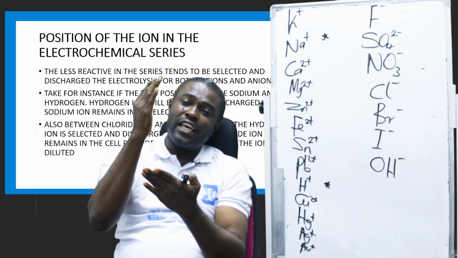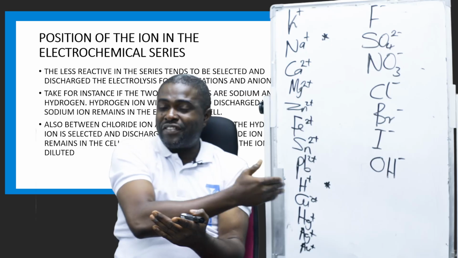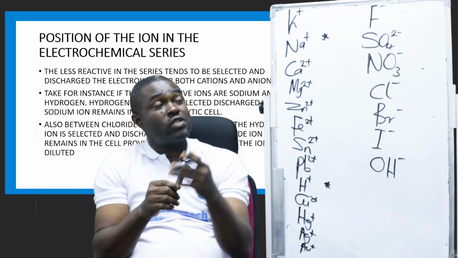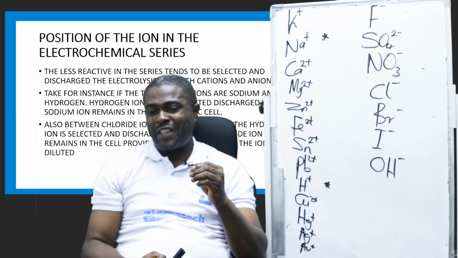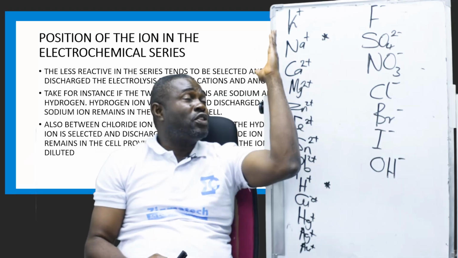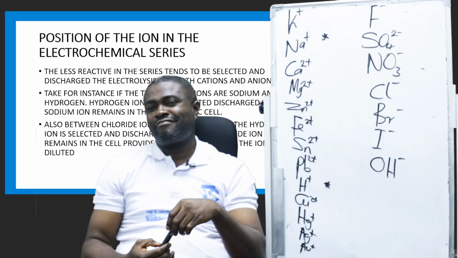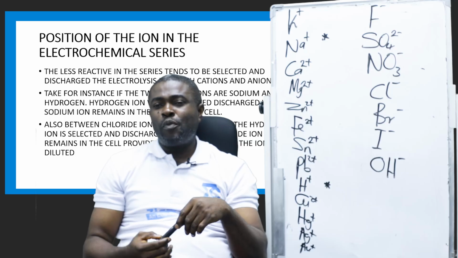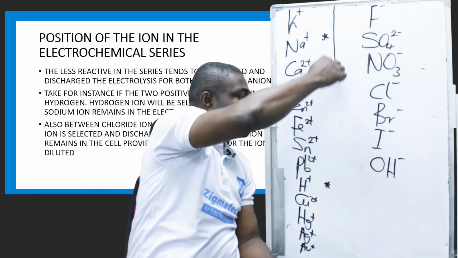So between the potassium, sodium there, and the hydrogen, the one that is less reactive is the hydrogen ion. Because as you move down the series, the reactivity is decreasing, with potassium being the most reactive and gold the least. So preferential discharge of ions moves in this direction. Watch it.